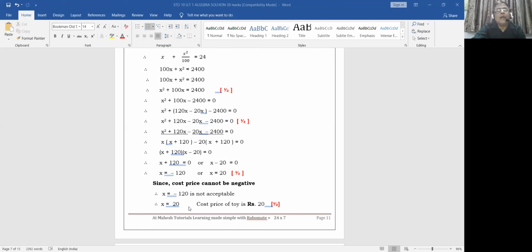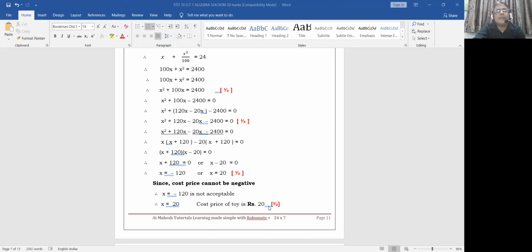Now students, just see, if the selling price is 24, my cost has to be less than 24. If you get more than 24, then just check your answer again. You might have committed some mistake, because my cost price should be less since I'm getting a profit, and the selling price is already given as 24. Got it? So the cost price of a toy is rupees 20. Give half mark for that.